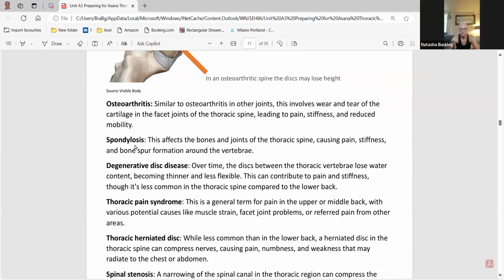Thoracic pain syndrome. So this is a term used for pain in the upper or middle back, because it's the thoracic part of the spine. And it can be referred pain from somewhere else in the body. So it's a general term, and you'll find that doctors use this if they're not quite sure what the cause is. It's a generic term, thoracic pain syndrome. So it's in that area, and there could be different types of pain caused, but they're not quite sure.